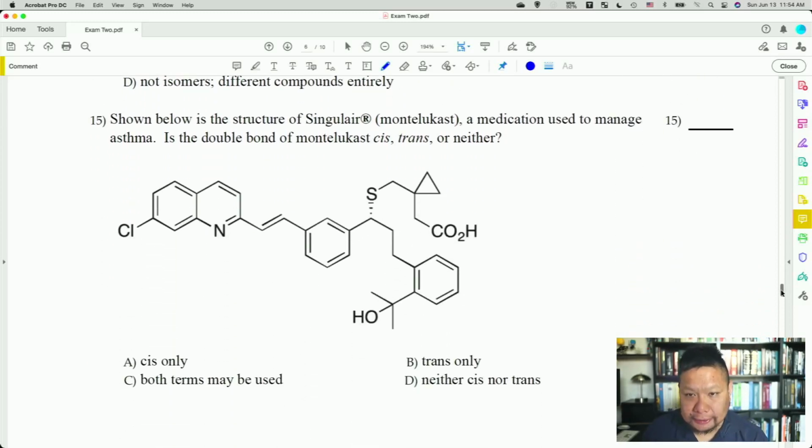Singular. I actually take Singulair, so this is particularly close to my heart. Okay. It's asking, what is this? Cis, trans, or neither? For this bond right here, it's the only one that has that possibility, that double bond right there. They're opposite each other, so clearly that is trans only.